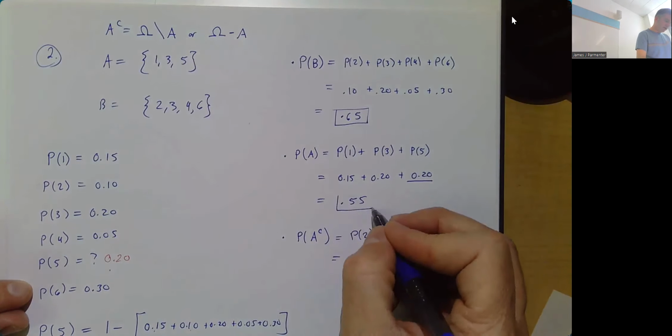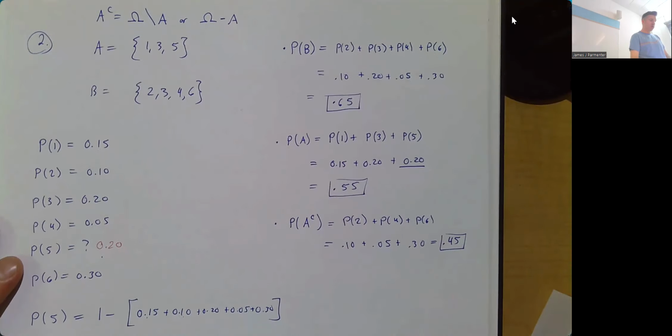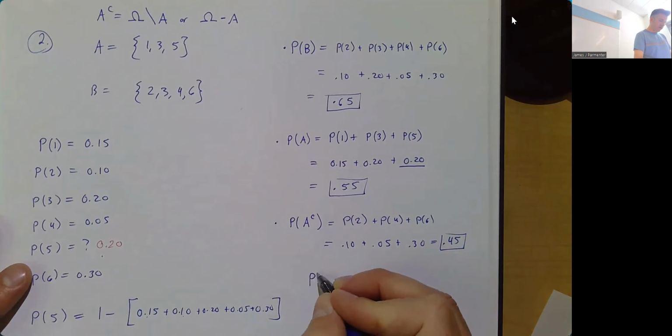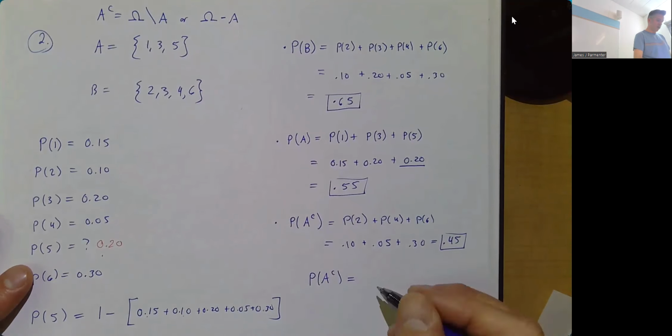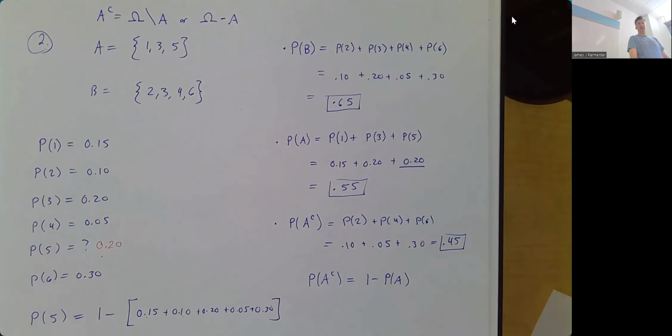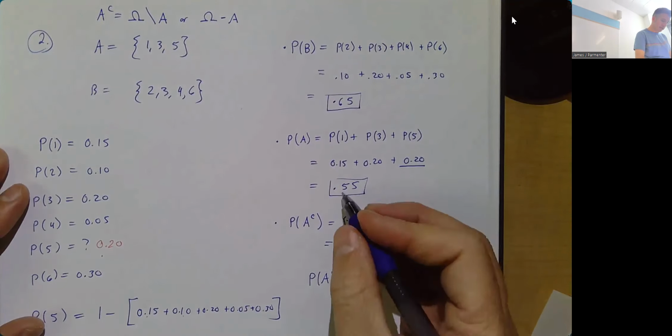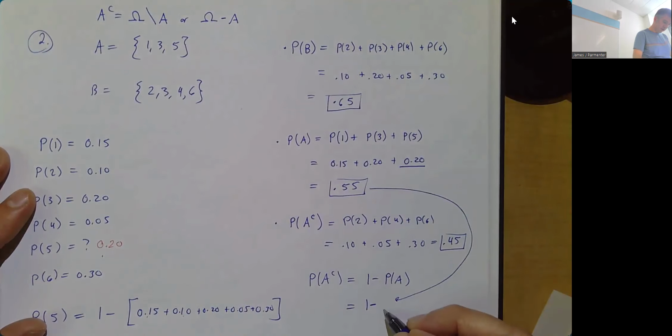0.45. But here's the thing we should have actually done. Instead of doing all that, it is also true that the probability of A complement should equal 1 minus the probability of A. Because if you're finding the probability of everything else, and we know all the probabilities add up to 1, then the probability of A complement has to be 1 minus the probability of A. There is no other choice. So we could have easily calculated this as 1 minus 0.55, which would have given us 0.45.